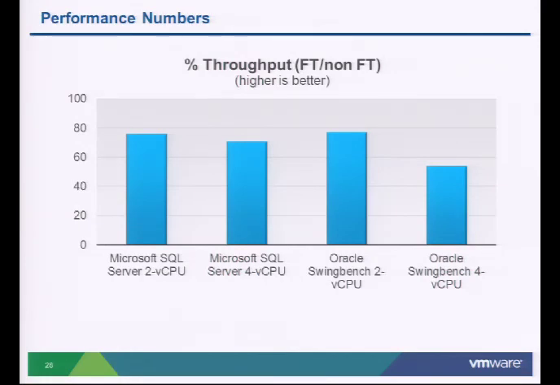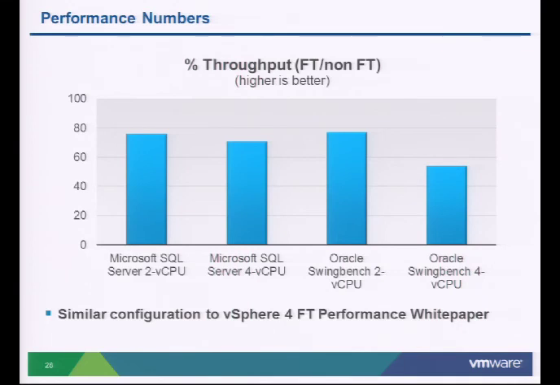Of course, nothing comes for free. There is a cost when you enable this, and that cost is measured by the amount under 100% that you get. So for the most part, we're in the 60-70% range for a lot of these workloads. Some of them come in as like maybe 50, high 50s. These are sort of analogous workloads that we published for the existing vSphere FT feature, except we added vCPUs.